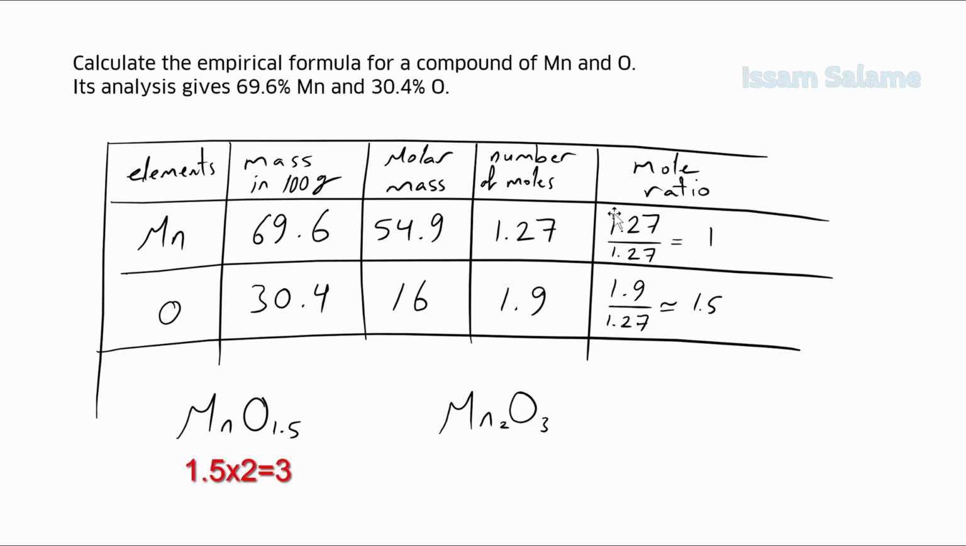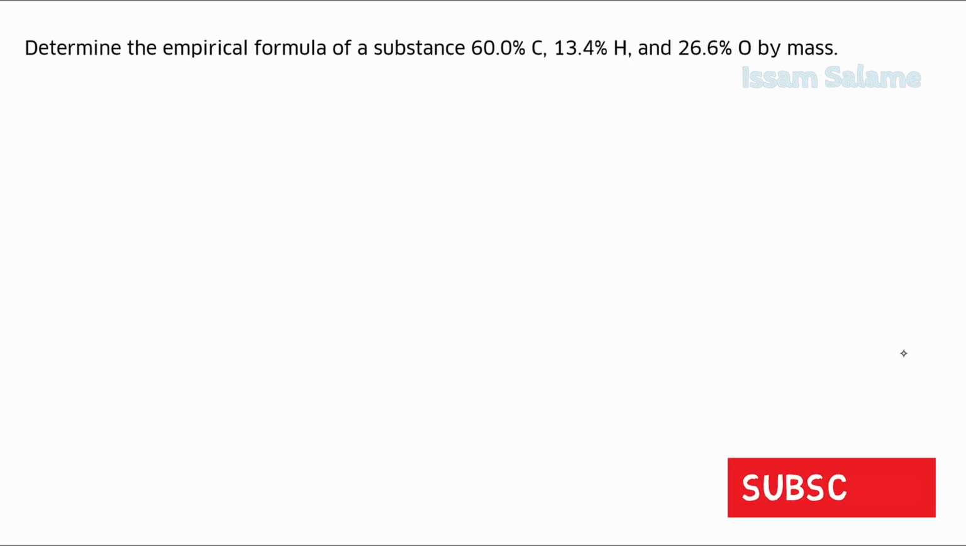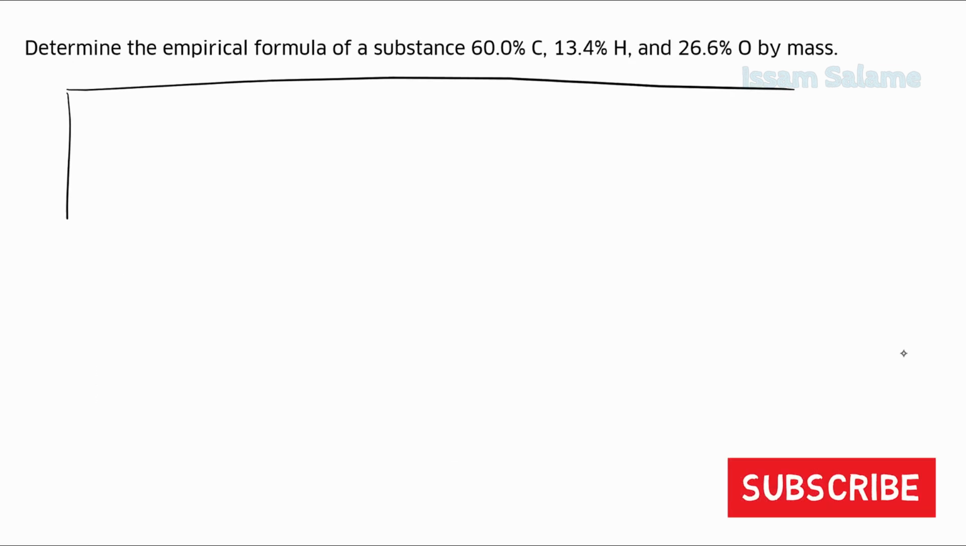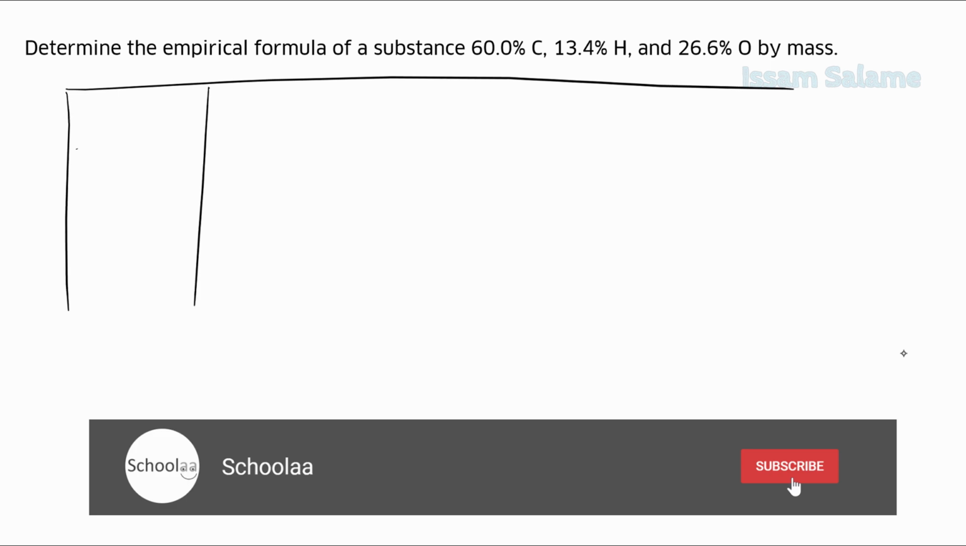In general, when you have a subscript 1.5, you multiply by 2. When you have a subscript 1.3, you multiply by 3. And if you have a subscript 1.25, then you have to multiply by 4. And as you notice, we are rounding our answers to the nearest whole number for us not to get decimals in our empirical formula. Another example about empirical formula, please solve with me and pause the video whenever needed.